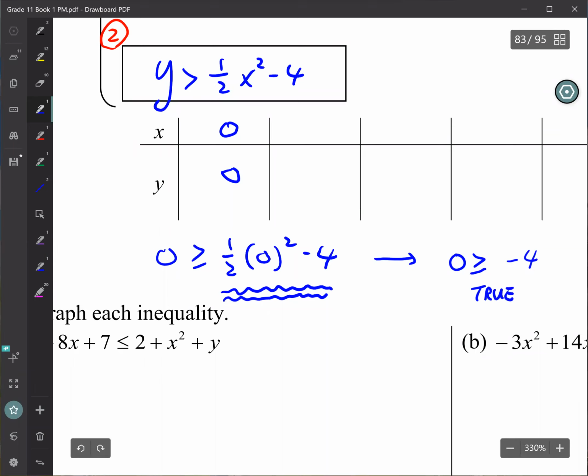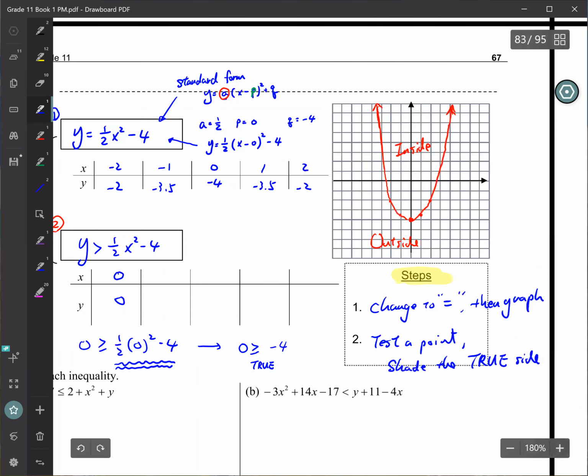Now go back to the graph. Should we be shading the inside or outside now? Inside. Yes, because 0, 0 is on the inside and inside is true, so we shade the true side, which is inside for this one. Sometimes if 0, 0 is on the outside of the graph, then you shade the outside if it's true. The rule is to shade the side that's true.